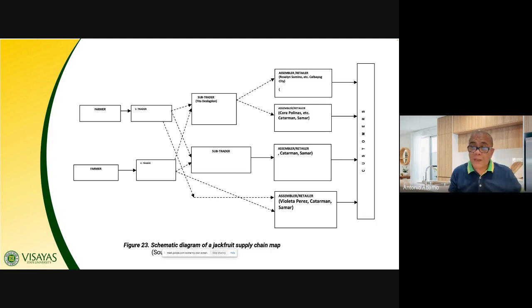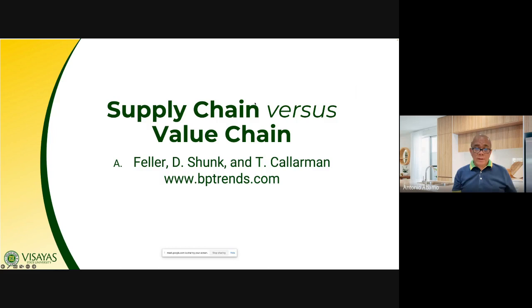So that means there is a coordination among players until it reaches the final customer. Otherwise, if the final customer rejects the product coming from the supply chain, all of you will suffer. No? All of you will suffer. So I think it's time to differentiate, or in fact, understand better what is the structural and even conceptual difference between supply chain and value chain.